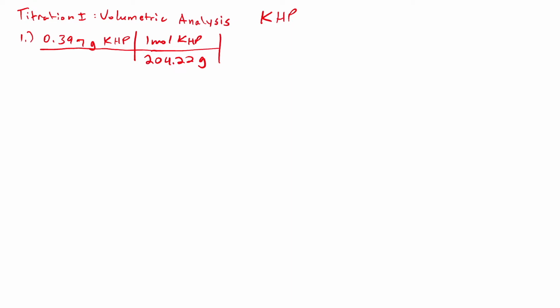Then after that, you've got to figure out the stoichiometry between KHP and sodium hydroxide. It's a 1-to-1 molar ratio, so for every mole of KHP, there is 1 mole of sodium hydroxide. And then that should give you the number of moles of sodium hydroxide.